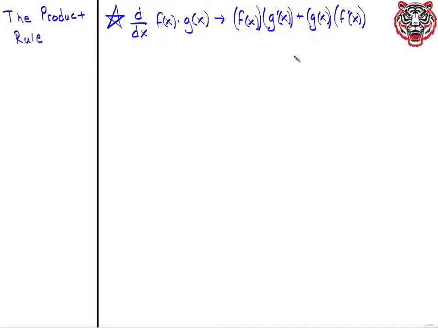Because the next rule we hit tomorrow is called the quotient rule. The quotient rule is this exact form, but then there's a subtraction sign. And there's no commutative property of subtraction. You can't switch subtraction. Get used to this form: the first function times the derivative of the second plus the second function times the derivative of the first.